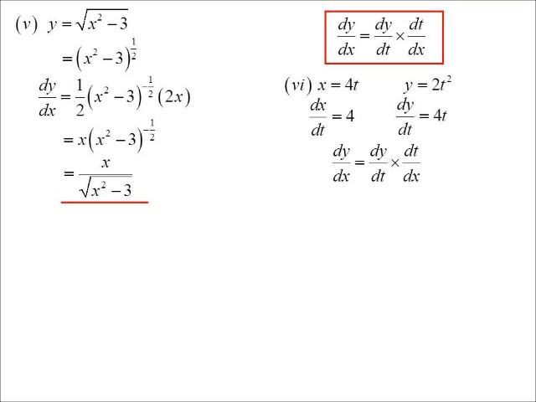And then to work out dy/dx, I can say, well, okay, I haven't got dy/dx, but I've got dy/dt, and I've got dt/dx, so I can play around with those. The dt's, if you like, would cancel. And so I get 4t times the reciprocal of dx/dt, and so the answer is just t. So I have my answer in terms of t. If I wanted it in terms of x, I could go back here and say, well, t is x over 4, so the derivative would be x over 4.